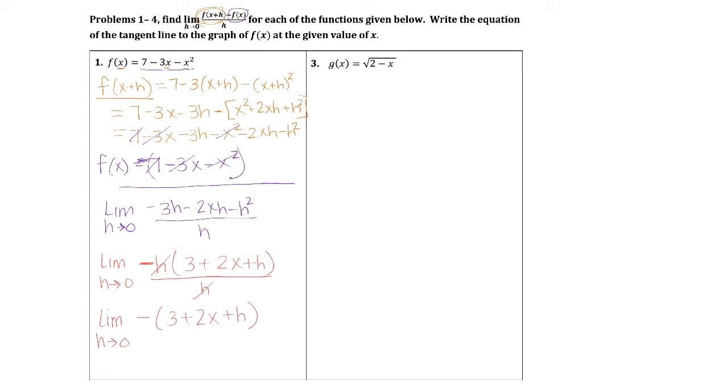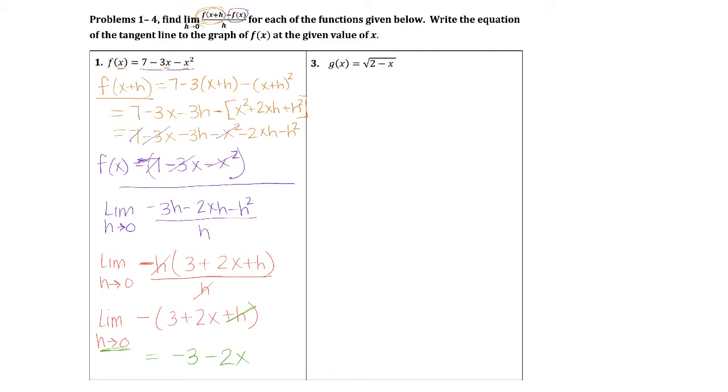And so now h is approaching 0, so that means everywhere I see an h, that's going to go to 0. So it looks like my final answer here, if h goes to 0, then that goes to 0. So my final answer is going to be negative 3 minus 2x. All right, so there's that limit value. Let's move on to the next one.